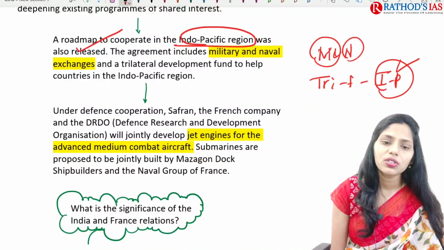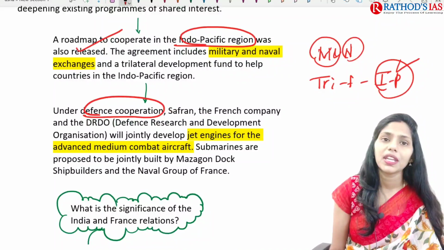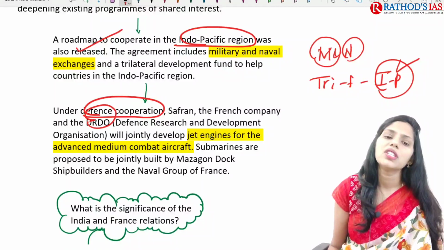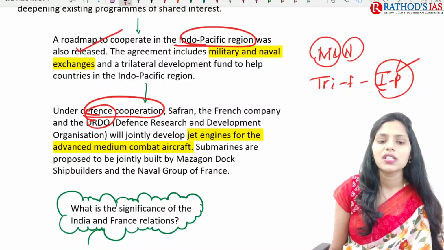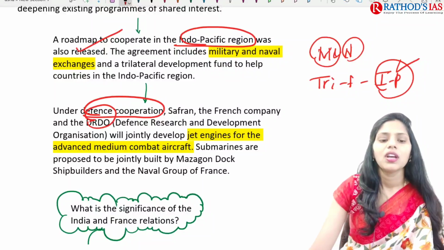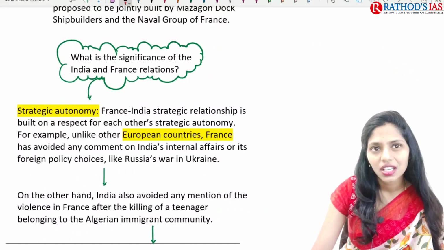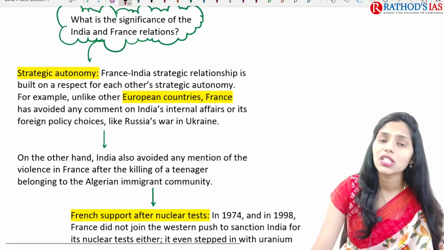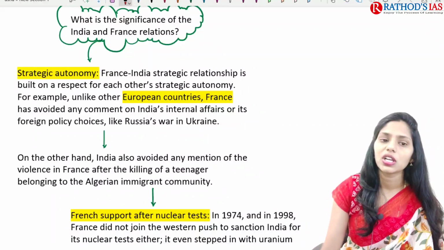So under defense cooperation here, a French company as well as DRDO are going to jointly develop jet engines for the advanced medium combat aircraft and submarines, etc. So if we're talking about the significance of India-France relations, first and foremost here, it is important for strategic autonomy.